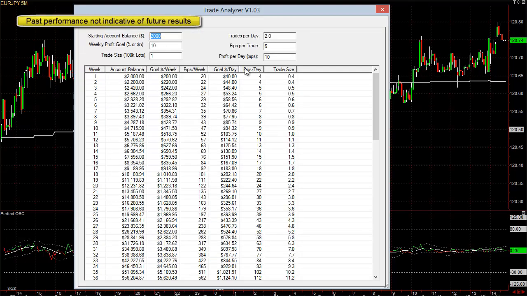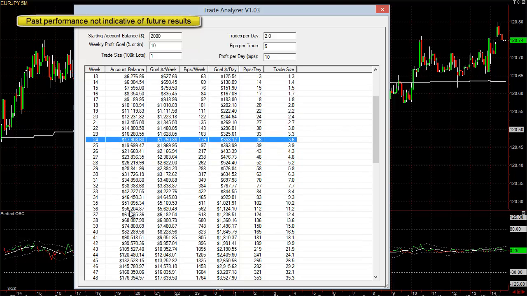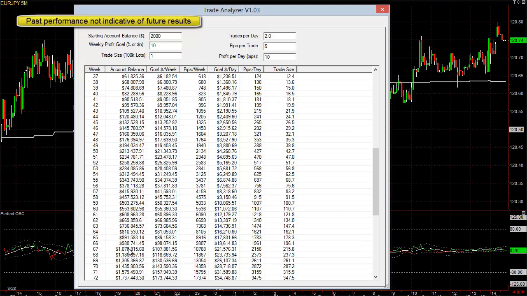There's a $2,000 account. You're just getting 10 pips per day. The $2,000 account at the end of 2 months, 8 weeks, is $3,897. 2 more months, it's now 8,000. 2 more months, I mean, it's doubled again. Obviously, you can see the power of compounding. At the end of 1 year, 258,000 from 2,000.